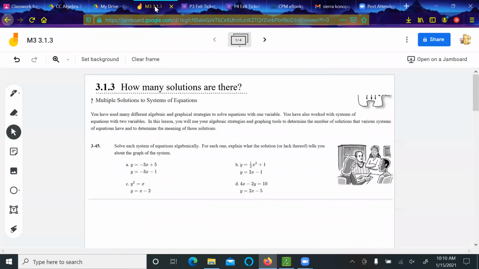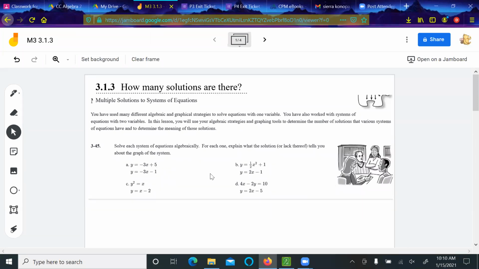And you should be on 313 in your books. That's the lesson we're doing today. And then I believe there's a 314, and then we get into 321 and all that. There's a bunch of 3-2 sections in this chapter. All right, multiple solutions to systems of equations. How many solutions are there? We're going to learn to find how many solutions there are to a system of equations.